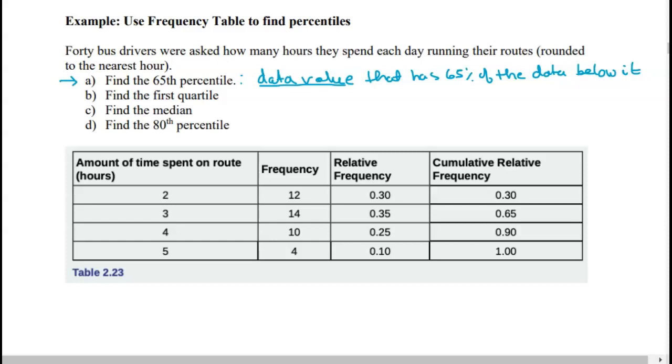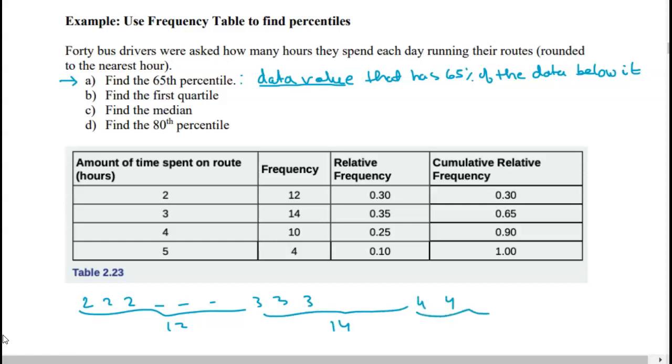So here in my frequency table, if you imagine, the frequency of 12 means that you have 12 twos listed. There's 12 twos together. And there's 14 threes listed. And there's 10 fours. And then there's 4 fives. Okay? So there's lots of points, and we don't really want to list all of them and figure out the 65th percentile. So basically you look at the cumulative frequency.